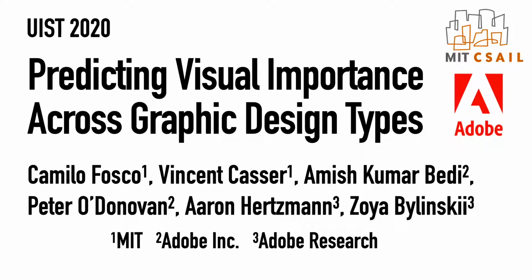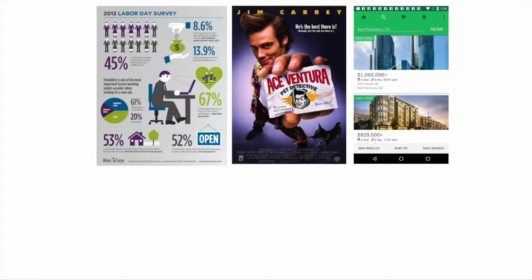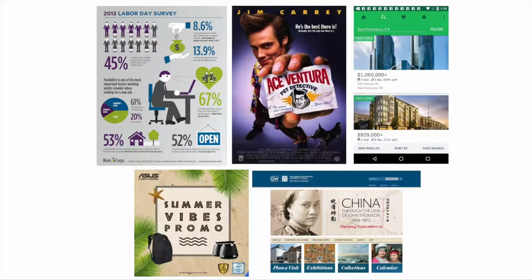We present a model that predicts visual importance across different graphic designs and natural images. What catches your attention in a graphic design affects how you will perceive the information and perhaps how you will act on it. Different design classes vary in graphical structure and distribute the attention of the viewer across the design elements.